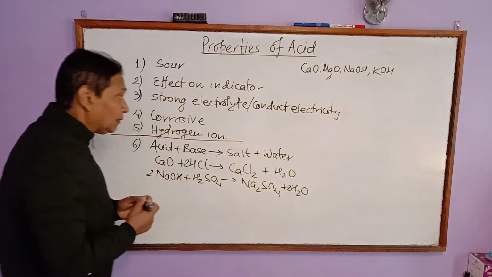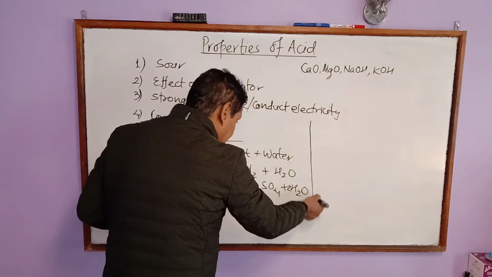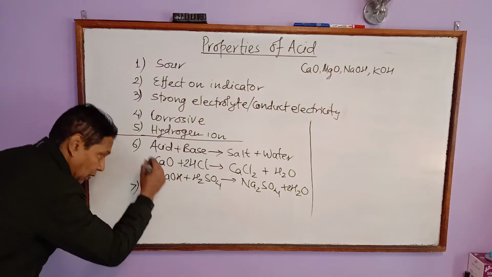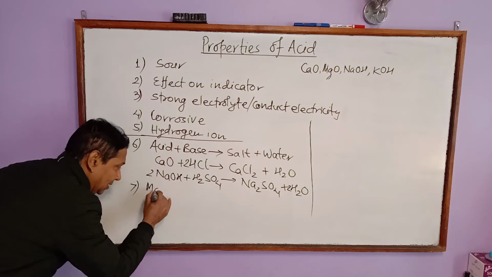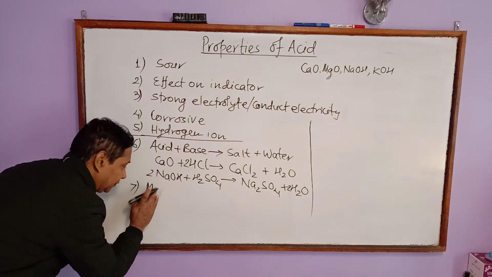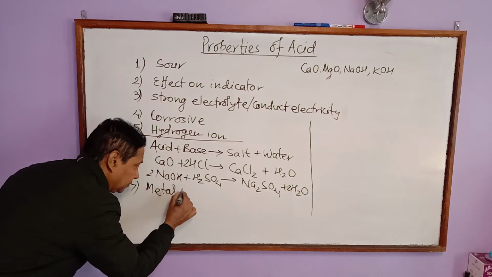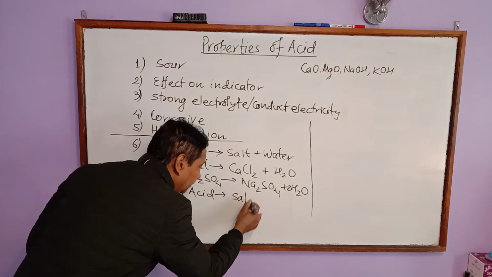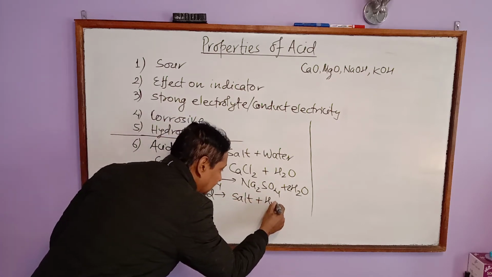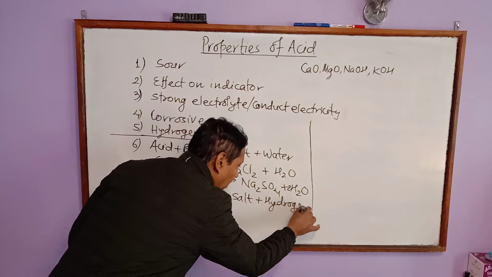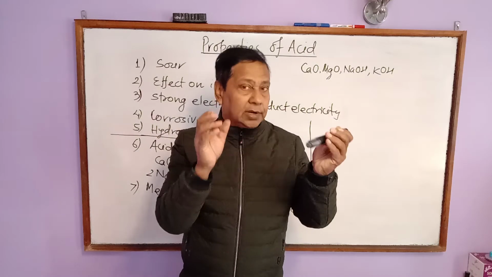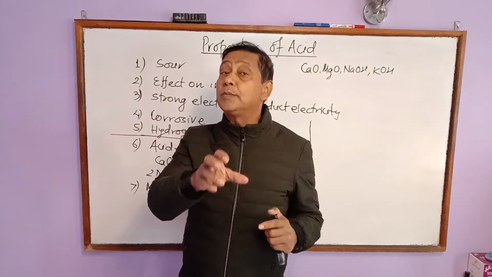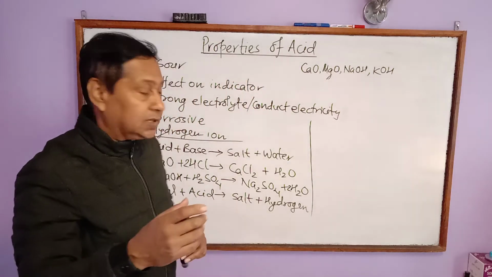There's another property also. Let's say the seventh one: when an acid reacts with metal, when a metal reacts with acid, then what is found? Salt forms along with hydrogen gas. It means acid reacts with certain metals like sodium, potassium, calcium, magnesium, iron, etc. and it forms salt, and in this process hydrogen gas is liberated.